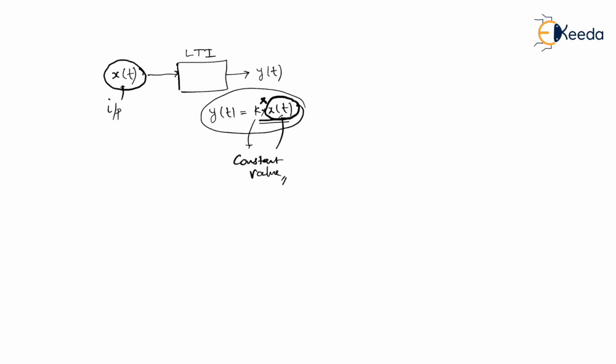Only thing is it is multiplied with some constant value. It means my input characteristics are retained even at output, even though it is traveling through some system. In that case, for a particular input for which you get the same characteristic at output, that particular input is called an eigenfunction. Why is it called a function? Because x is a function of time. So for a particular input, I get output in the form k times x of t. So x of t retains its characteristic at input as well as output. Then that x of t is called an eigenfunction, and k by which it got multiplied is called the eigenvalue.